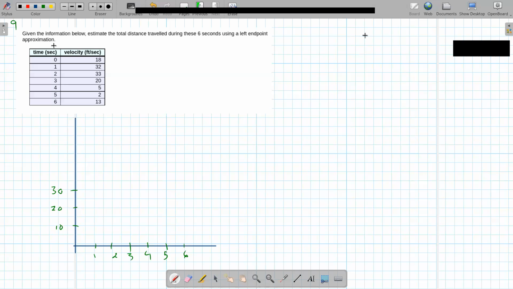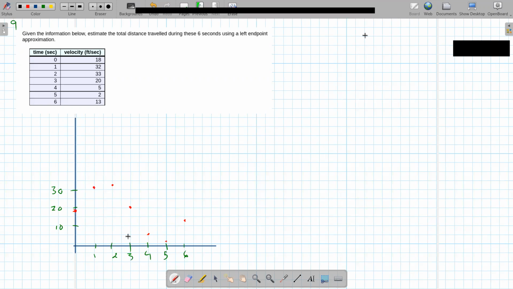And so let's plot some points now. 0 goes with 18. That would be about there-ish. 1 goes with 32. That's about here-ish. 2 goes with 33, just a touch higher, about there. 3 goes with 20. Oops, I put that in the wrong spot. 2 goes with 33. 3 goes with 20. 4 goes with 5. 5 goes with 2. And 6 goes with 13, about right there.